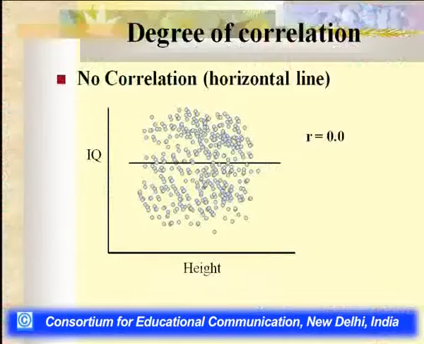Now see, this is an example of a degree of correlation, whereas you have a horizontal line and half of the dots are above the line and half of the dots are below the line.